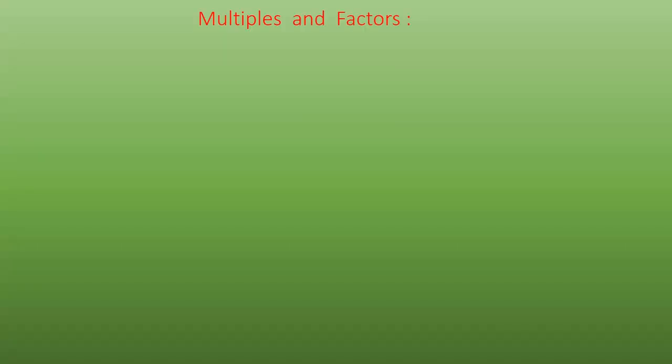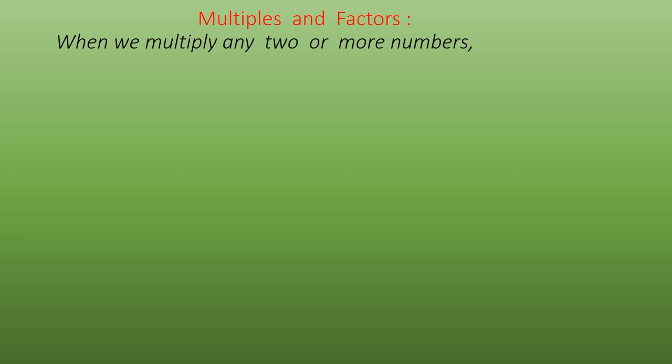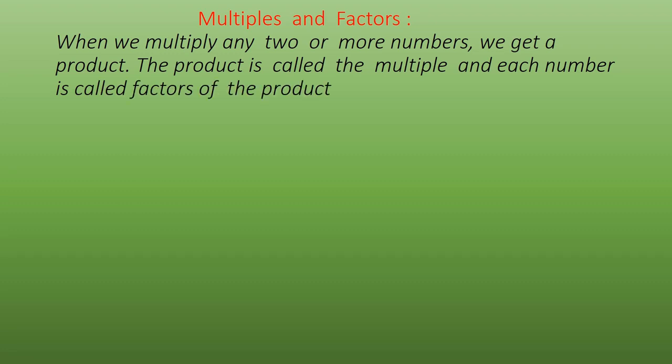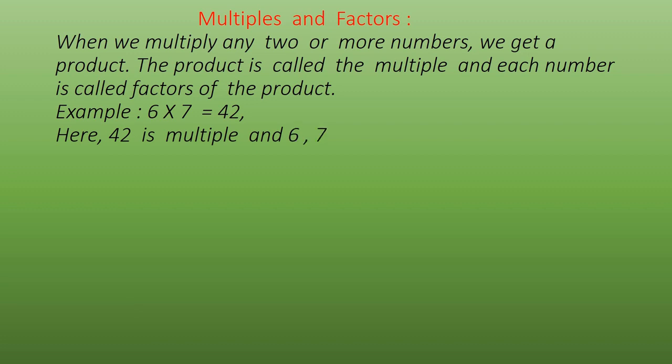Multiples and factors. When we multiply any two or more numbers, we get a product. The product is called the multiple and each number is called a factor of the product. Example, 6 multiplied by 7 equals 42. Here 42 is the multiple and 6 and 7 are factors.